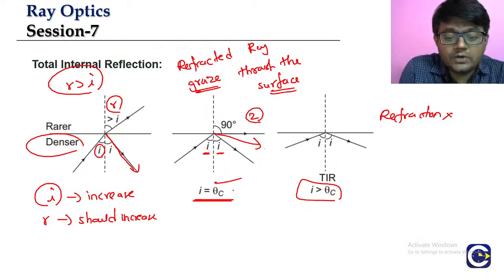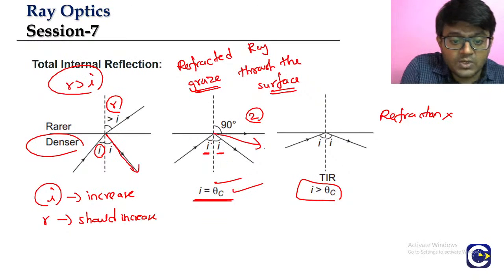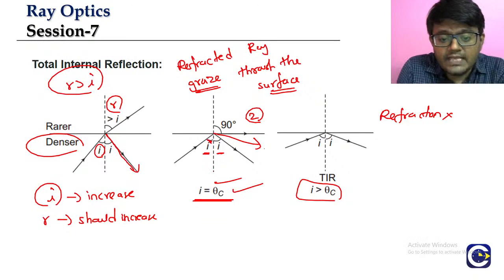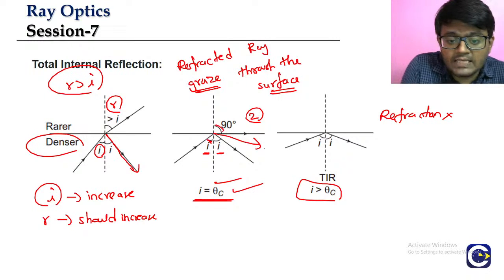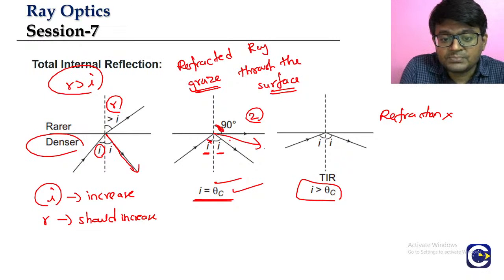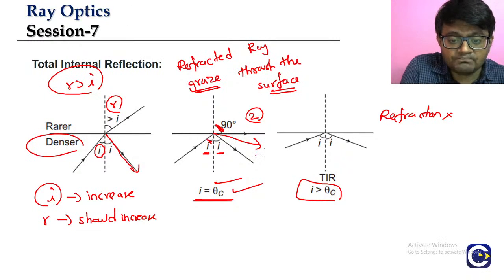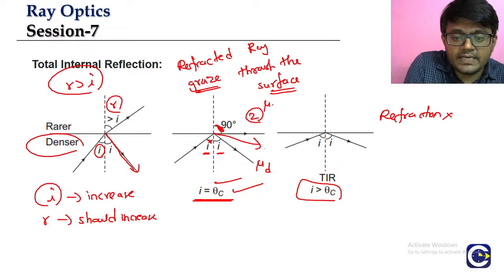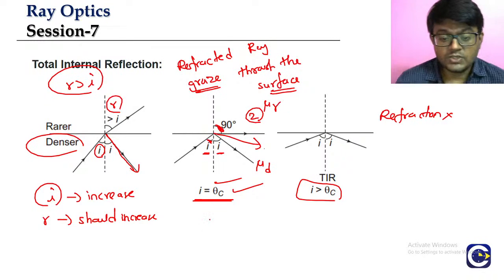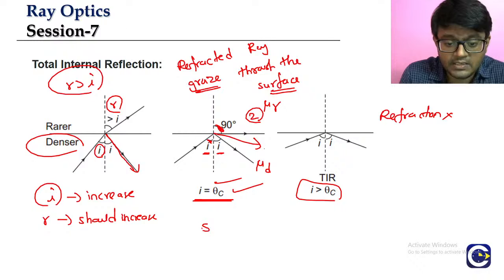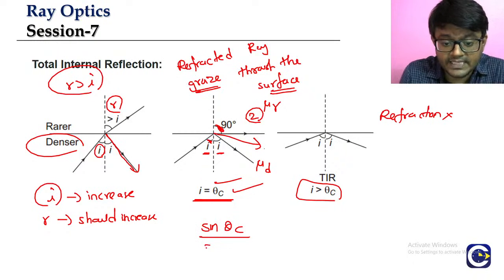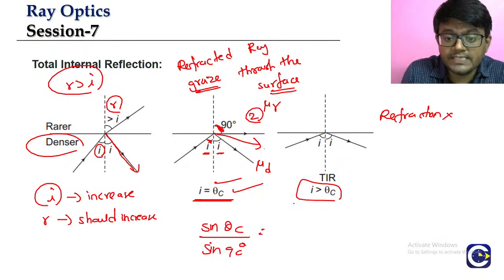So how do we find out what this theta critical is? Look at this here. When the angle of incidence is theta critical, what is the angle of refraction? 90. Correct. So this is the denser medium, let us call it mu denser. Rarer medium, let us call it mu rarer. Okay, so now look at this. I'm going to use Snell's law. Sin theta critical, because that is the angle of incidence, divided by sin of the angle of refraction, 90, is equal to what?